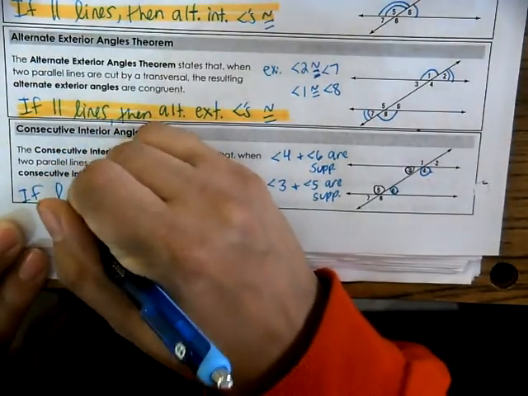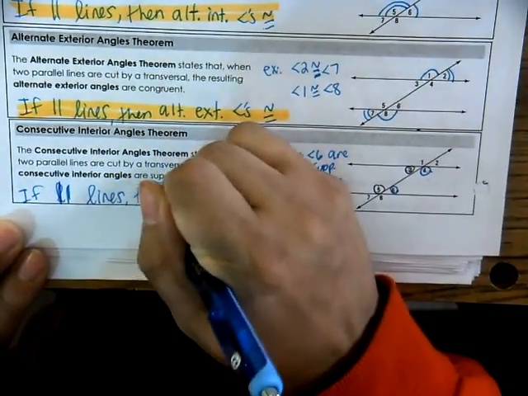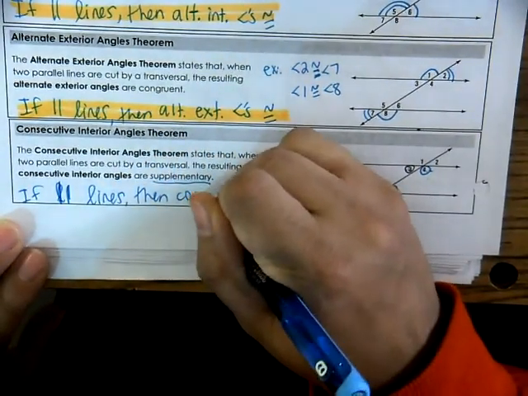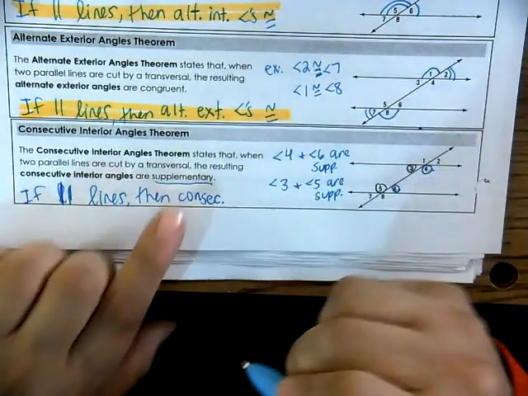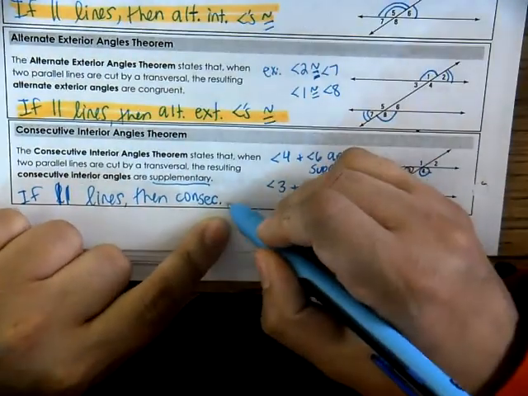Starts the same way still. If parallel lines, then, and then you can abbreviate consecutive, either CONS or CONSEC if you want to give a little bit more of it.